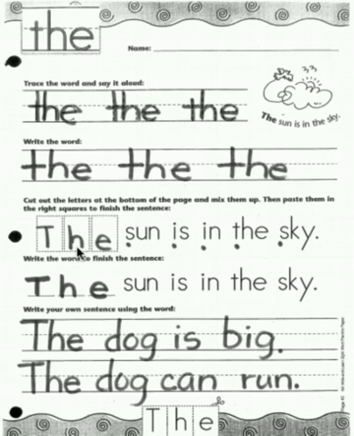Well, let's read it and see what it says. The sun is in the sky. And there's your period at the end of your sentence. Let's read it again. The sun is in the sky. So be sure that you have an uppercase T at the beginning of your sentence.